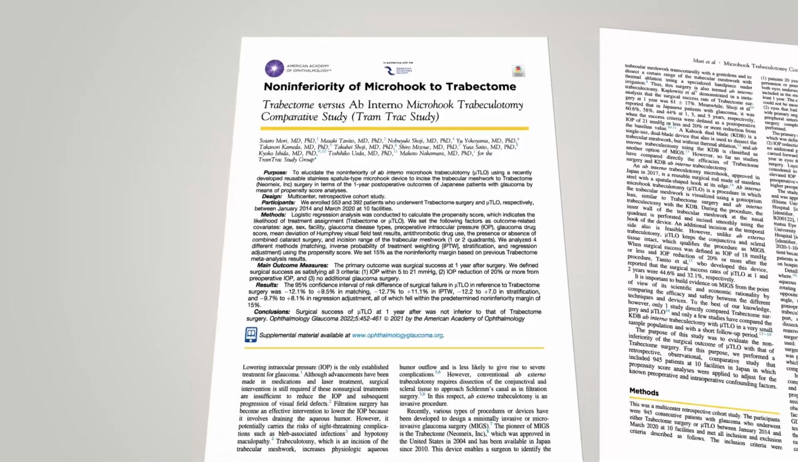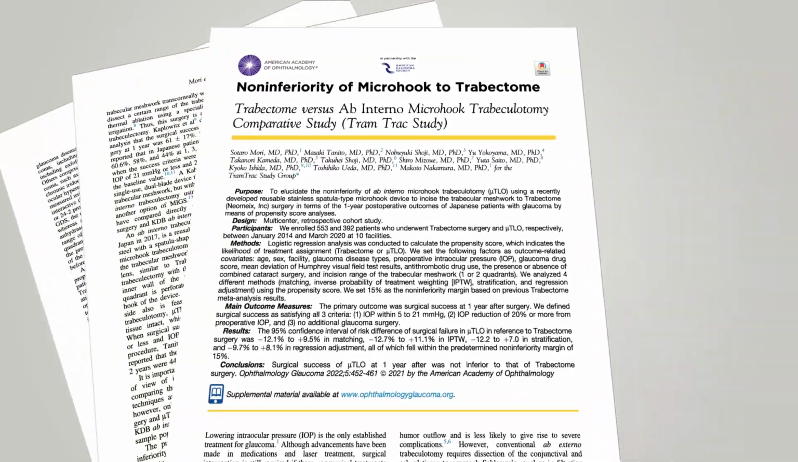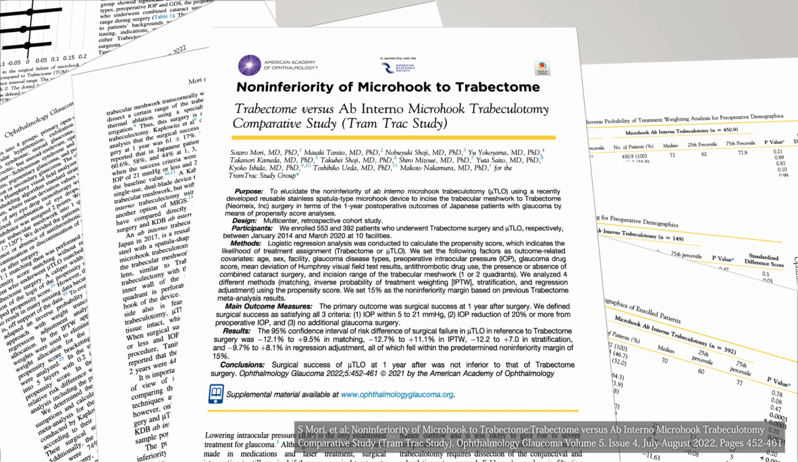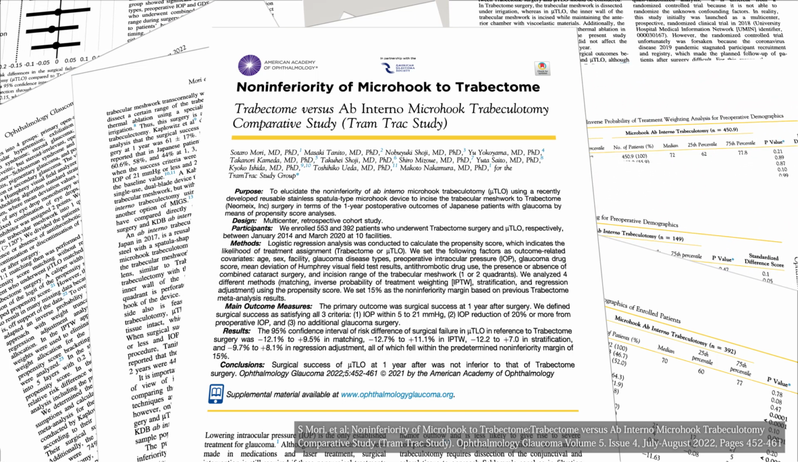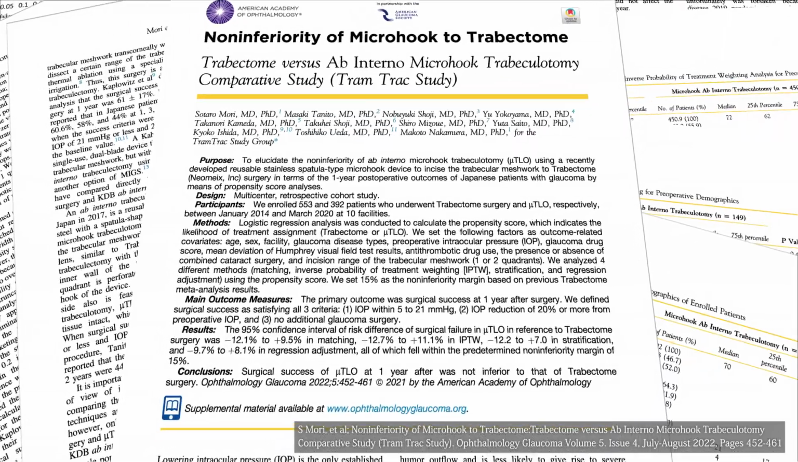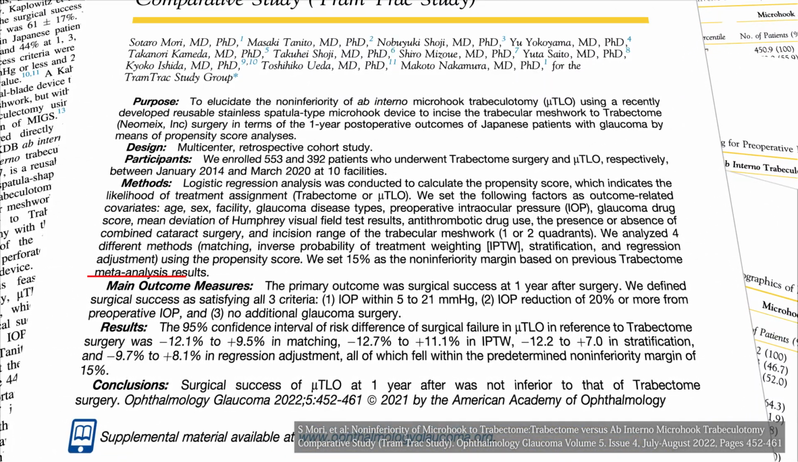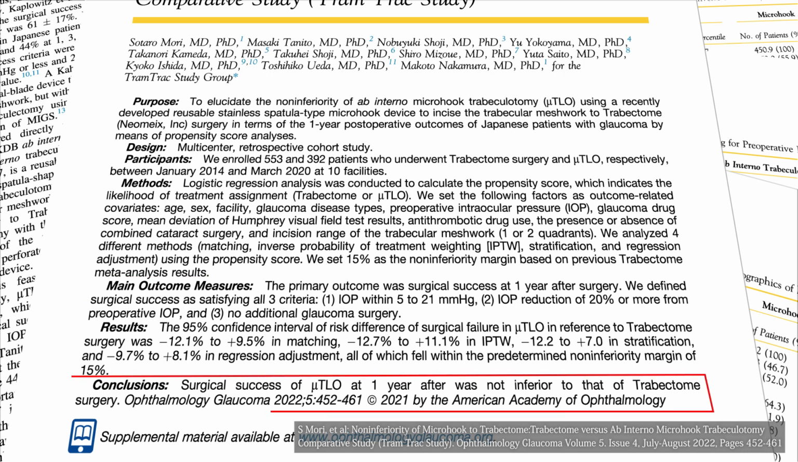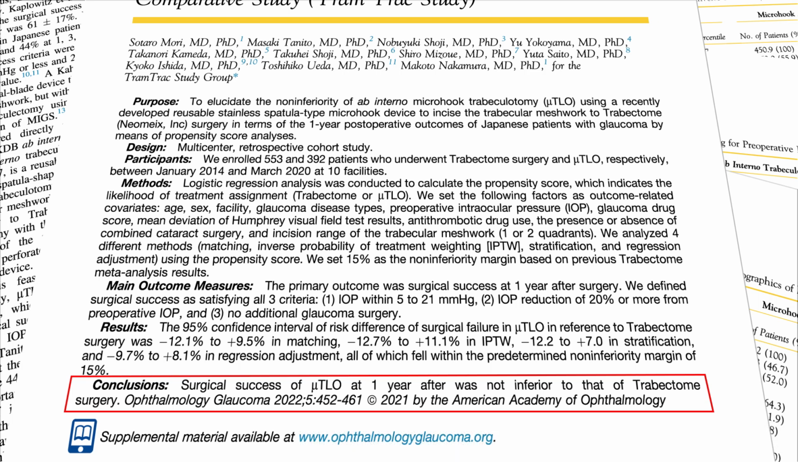The non-inferiority of ab-interno micro-hook trabeculotomy using TMH to incise the trabecular meshwork to trabectomy surgery was analyzed in terms of the 1-year post-operative outcomes of Japanese patients with glaucoma. The surgical success at 1 year after surgery was defined as IOP between 5 to 21 millimeters mercury, reduction of 20% from preoperative IOP, without any additional glaucoma surgery. The paper concludes that the surgical success of trabeculotomy at 1 year after was not inferior to that of trabectomy surgery.